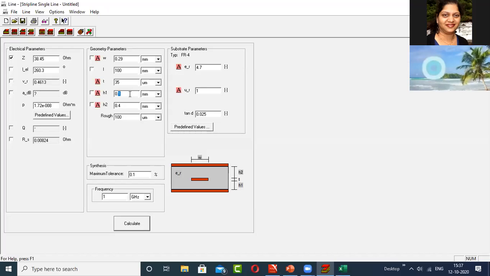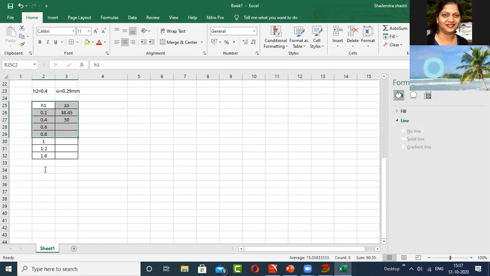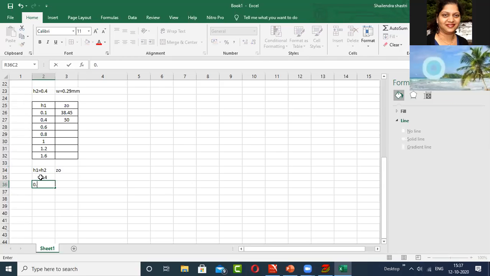If both are, suppose, 0.4, that is another case, when H1 equals H2, then what happened to the characteristic impedance? Like for 0.4, we have seen, 0.6 we are going to see, then 0.8, then 1, 1.2, then 1.6, for the case of W equal to 0.29 mm. So when it is 0.4 mm, we know it is 50.34. But if this increases, then what happens?